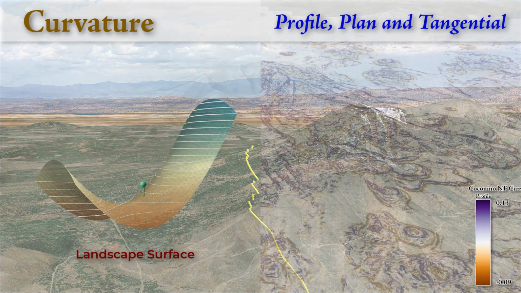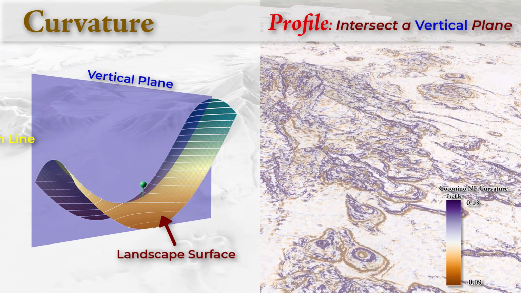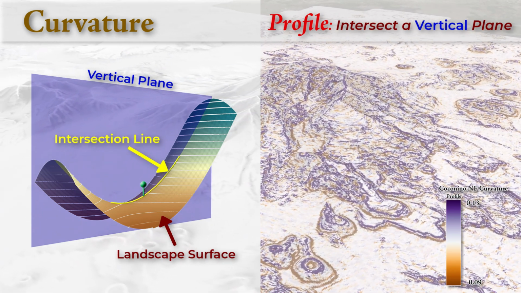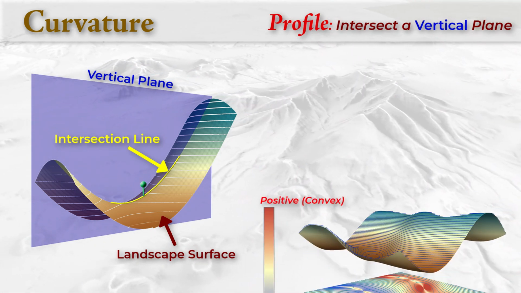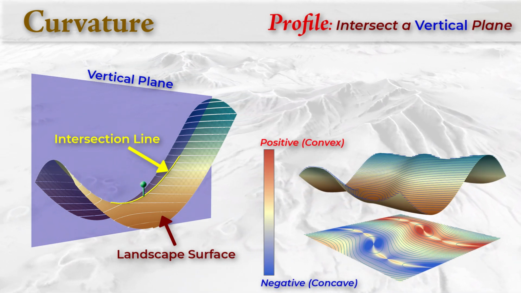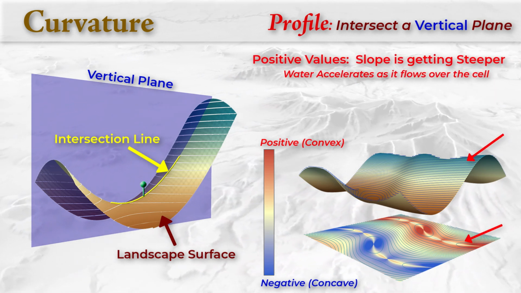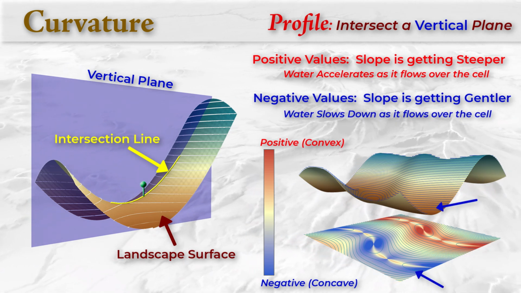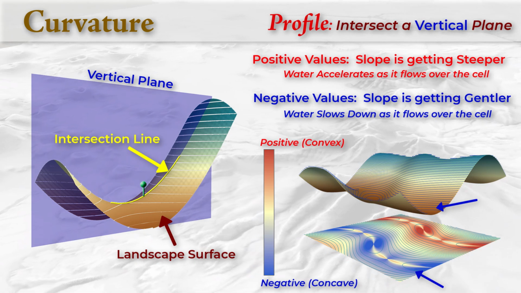For example, if we use a vertical plane and we aim it in the direction of steepest slope, that's the direction of aspect, then we get what we call the profile curvature. Profile curvature tells us whether the slope is getting steeper or more gentle at that point. Positive values mean it's getting steeper, and therefore water would be accelerating as it flows over the point. Negative values mean it's getting more gentle, and therefore water would be slowing down as it flows over the point.